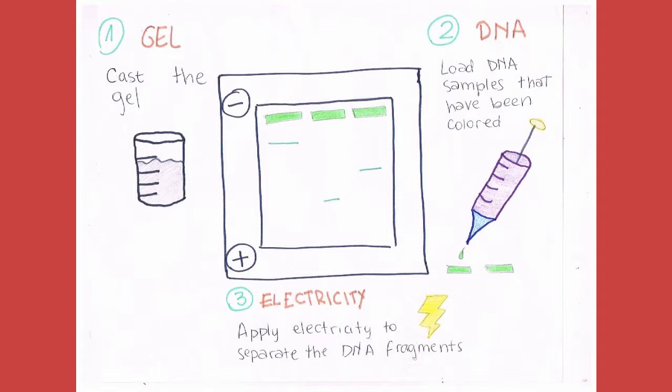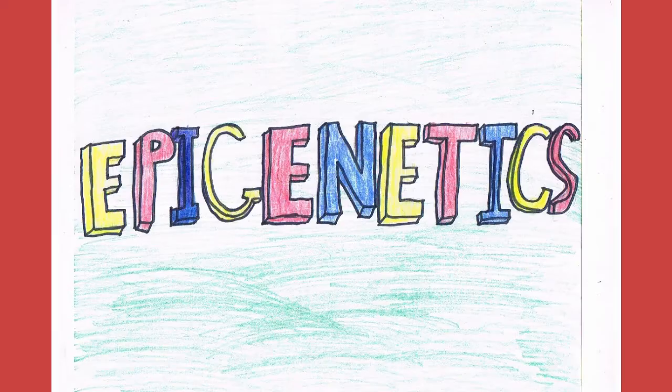Then you cast the gel in the chamber and load the DNA samples in the gel wells. Finally, you turn on the electricity, which attracts the samples of DNA, and they will move towards the positive pole. Smaller fragments will move farther than larger fragments.